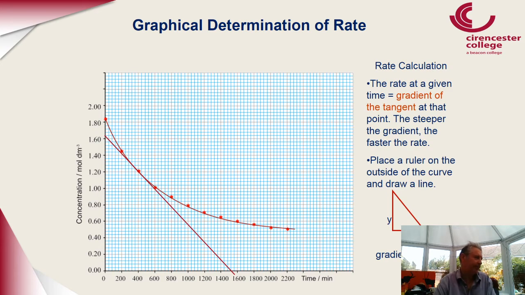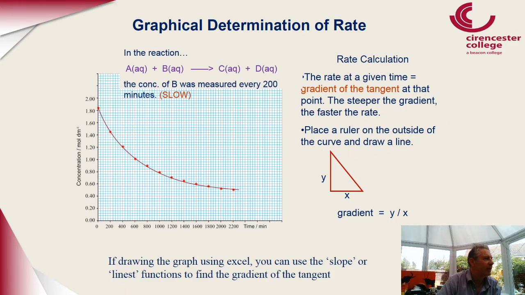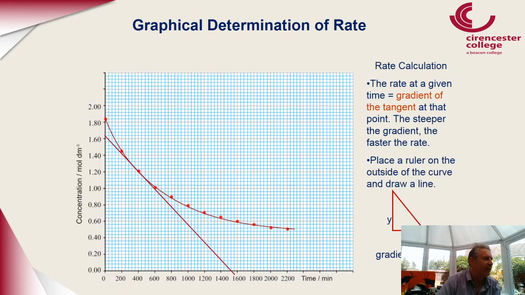So here is this graph here. This is taken at time 400, so at 400 seconds. Are we talking minutes or seconds? Yeah, really slow reaction. So 400 minutes, okay, and the tangent line has been drawn.